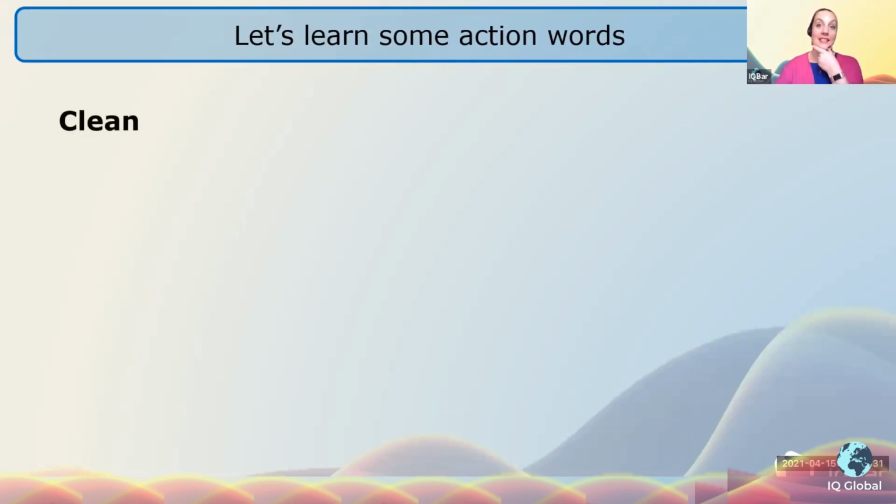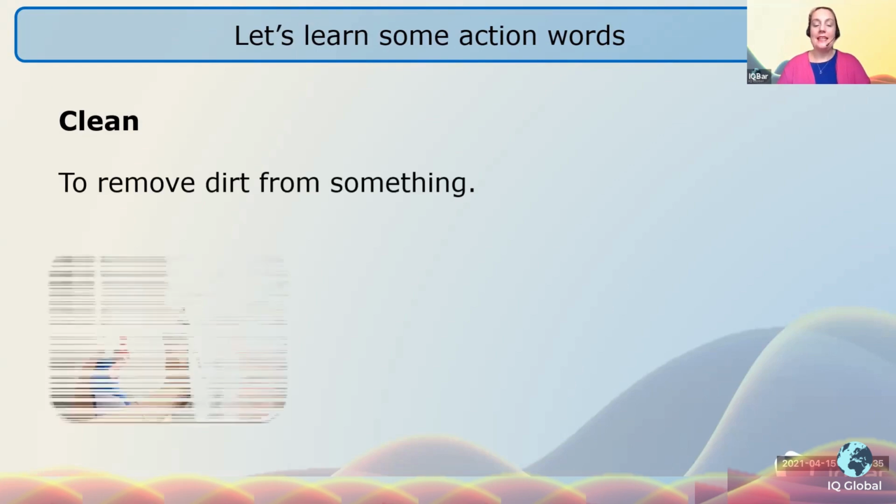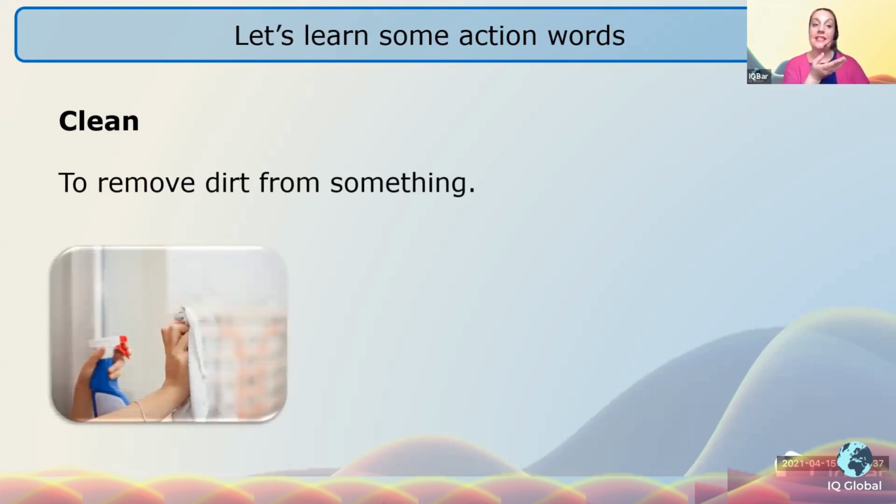So our first word is clean. What does it mean to clean? Well, you can see in the picture that the woman is removing dirt from something. She's using a cloth to remove dirt from her window. So this is clean. She uses the cloth to clean her window. Can you think of anything else we might clean, Human?